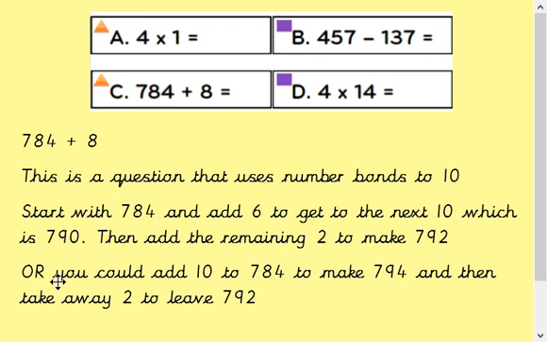Or if you wanted to, you could add 10 to 784, which would make 794, and then count back 2, take away 2 to leave you on 792. Either way is a good method for you to use. Your answer then, of course, should be 792.